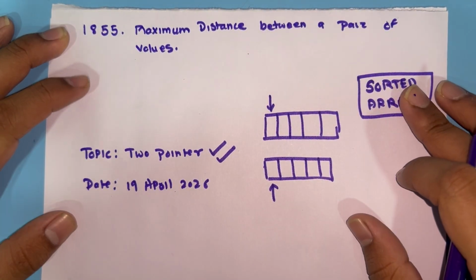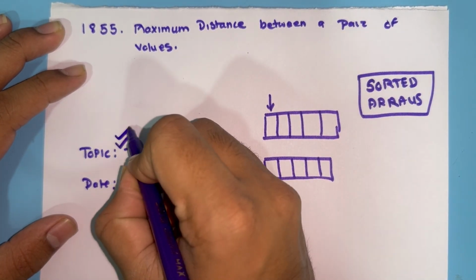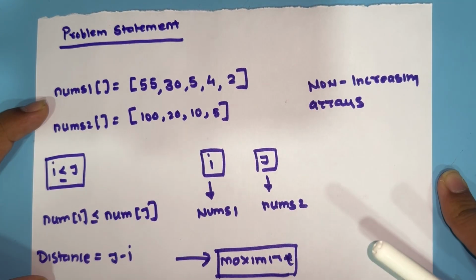So today's LeetCode problem is maximum distance between a pair of values. We are going to solve this question using the two-pointer approach. So let's begin. Let's go to the problem statement.